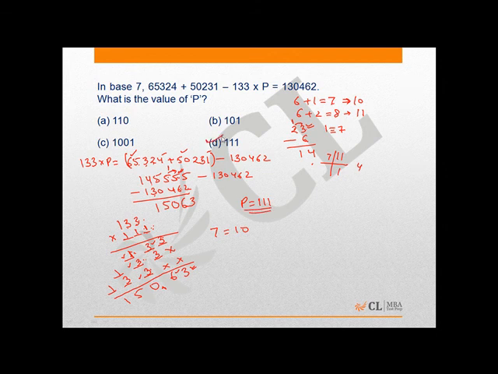This is the logical approach. What you can do is, at this step, when you get 133 into P is equal to this, you can use the options also. So whatever option will satisfy this condition is your answer, right?